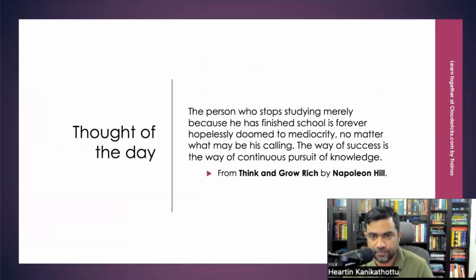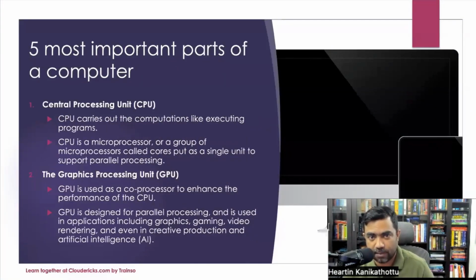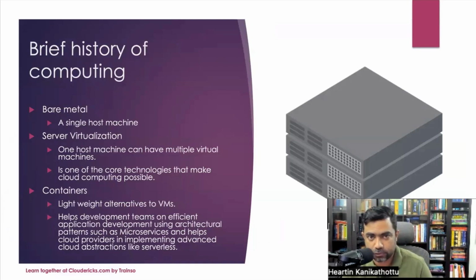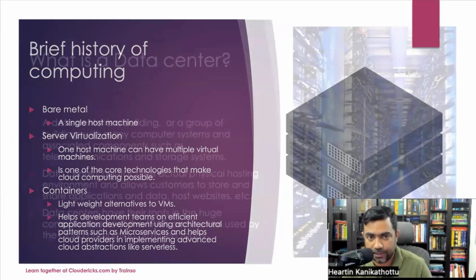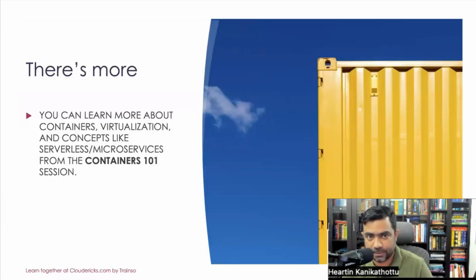And we had discussed computers and data centers, what a computer is, the 5 most important parts of a computer, such as CPU, GPU, RAM, storage, motherboard, etc. And also we briefly went through the history of computing from bare metal machines, server virtualization, containers. We also discussed in detail what a data center is.